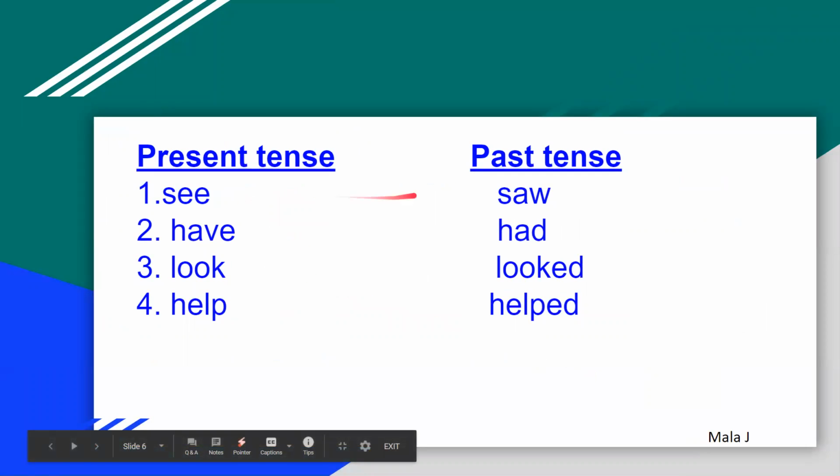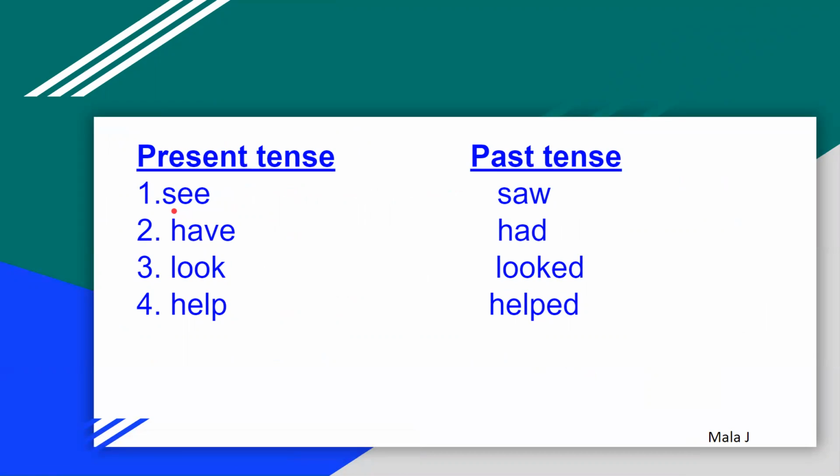Let us see the present tense and past tense. See, present tense of see, and the past tense of see is saw, S-A-W, saw. The past tense of have is had, H-A-V-E, have, H-A-D, had.